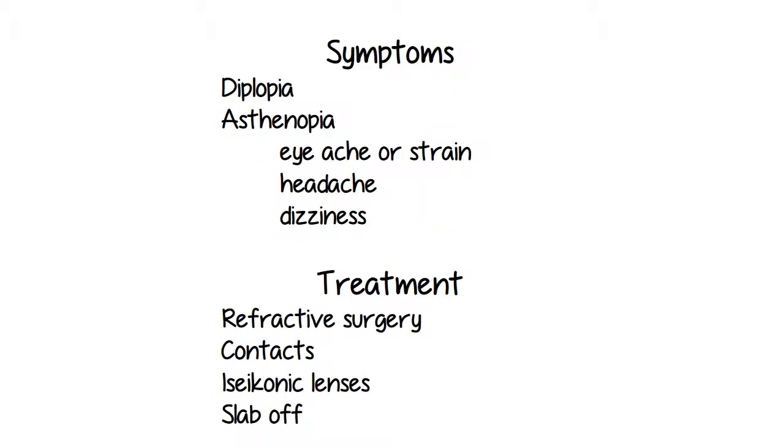Some of the things that a patient with anisometropia or antimetropia or anisophoria might be experiencing could be, I think we mentioned diplopia, asthenopia, which is a general catch-all term for headaches, dizziness, eye strain, eye aches. Now the treatment, I think I mentioned refractive surgery, contacts, isoconic lenses, and slab off.